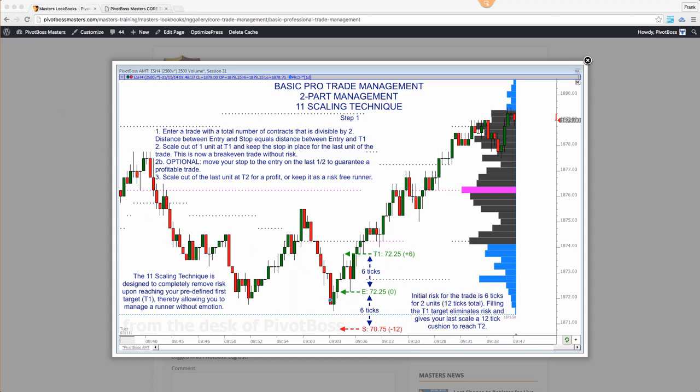Hopefully you follow, right? So if this is your entry point right here and you get into 2 contracts and price rallies up 6 ticks and you take half off, you just made +6 ticks on 1 contract, which equals 6. So now you have 1 contract left with a stop right here at -6 ticks. By making +6 ticks up here, if price comes all the way back against you after hitting T1, you lose 0 here. So that's how you negotiate into a break even, right?